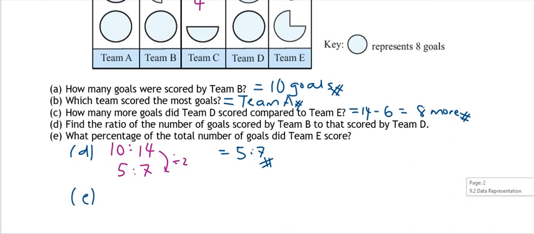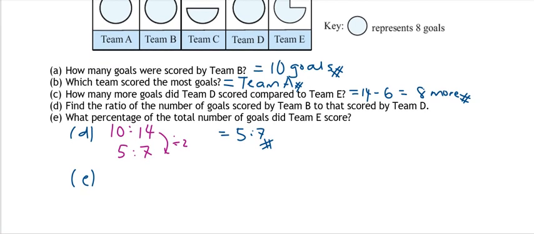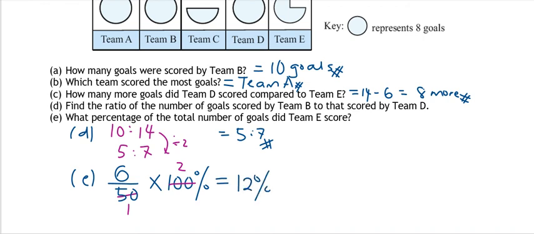So what we're going to do here is that to find the percentage of team E, you have to form a fraction for team E. So for team E, it is 6 goals over total goals. So this is a fraction for team E, and you have to multiply this by 100%. So what you're going to do is divide 100 by 50, which will be 2. So the answer will be 12% of the total number of goals for team E.